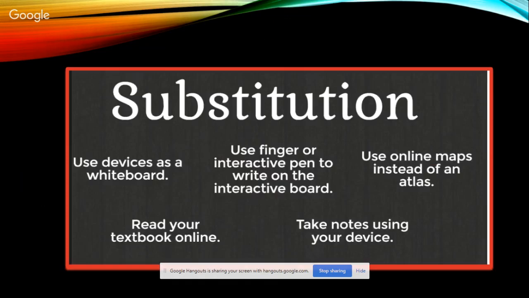Now I'm going to just give you some examples of each level. Substitution, which is no change. Currently, teachers are using smartboards. Previously, you used a blackboard. That's just substituting technology. Nothing has changed. Instead of using an atlas, you use an online map. Again, the task has not changed. It's the same. You're just substituting it for technology.